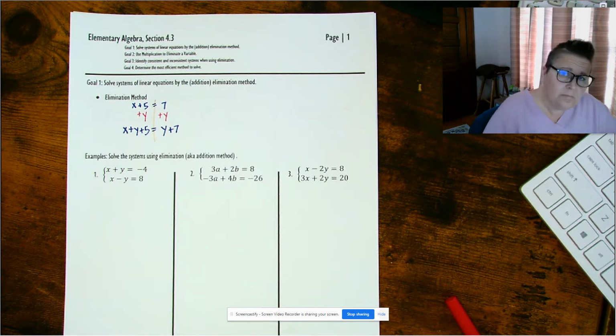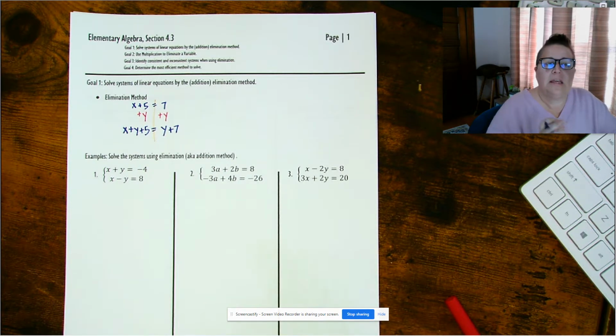Now, this particular method is so slick. It is so nice, particularly when it is set up for you. Let me show you what I mean.